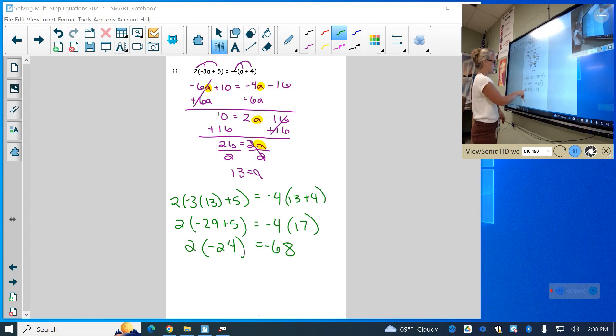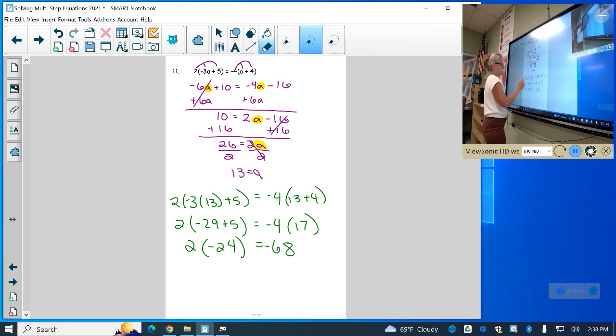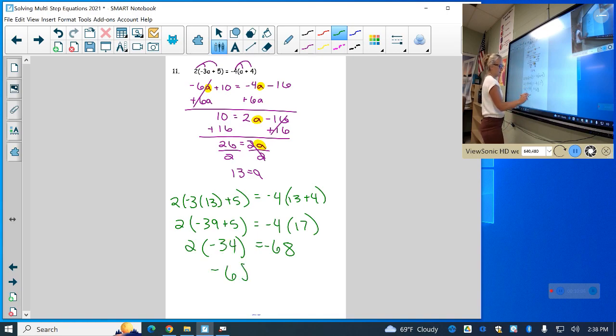Negative 68 and 2, this is wrong. What did I do here? Oh, I know. These two, that's not 29, it's 39. There we go. This would not be negative 24, this would be negative 34, which times 2 is negative 68. See, that's why we always check. So this is correct.